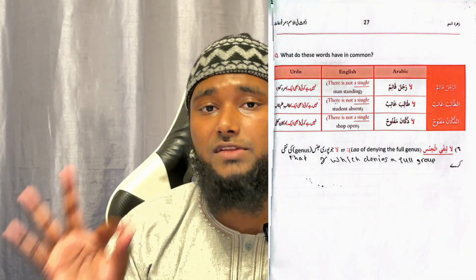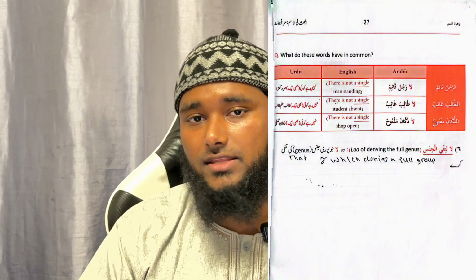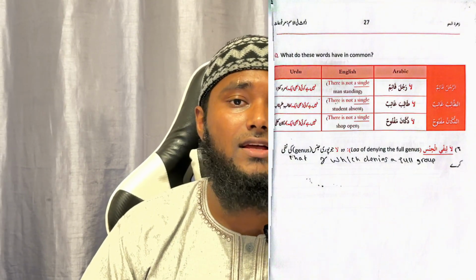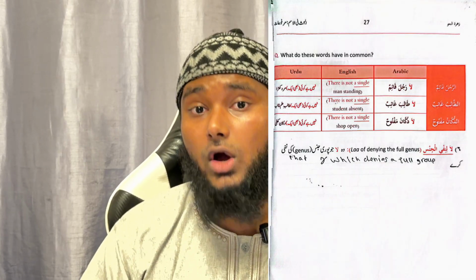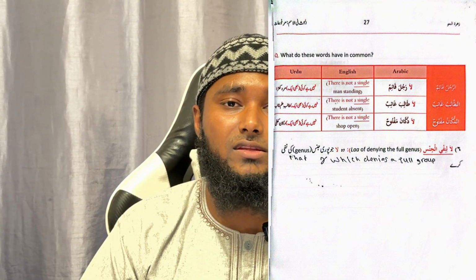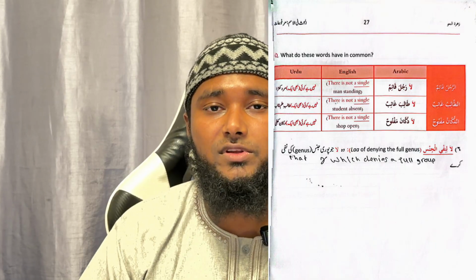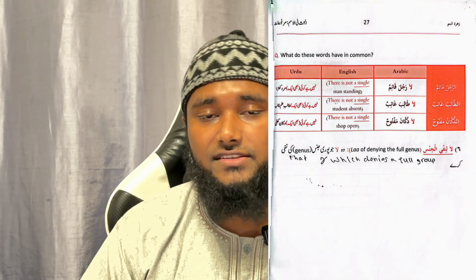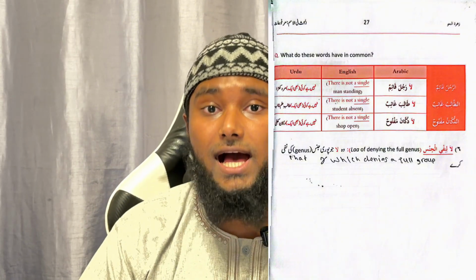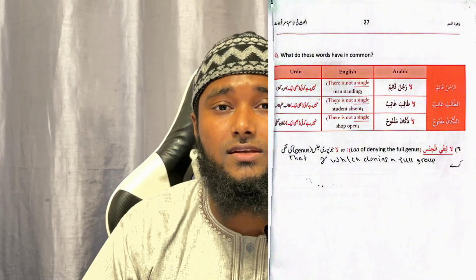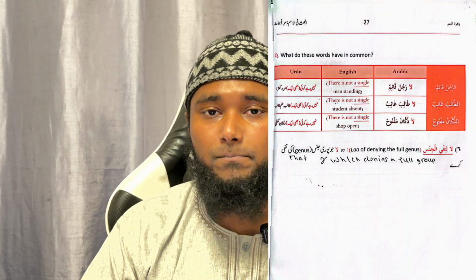So when this particle comes into a sentence, it will make the mubtada, the subject of this sentence, in the nasb case. Meaning in the most common case, it will have a fatha or fathatain. But when it comes to this type of la that negates the full genus, then it will make it only have one fatha. So it won't have fathatain. It will have one fatha.